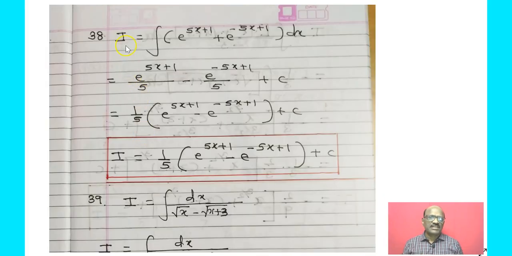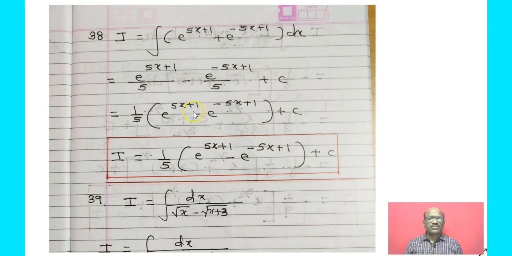Now next, problem 38, that is I is equal to the integral of e raised to 5x plus 1 plus e raised to minus 5x plus 1 dx. Now again, what is the integral of this? The integral of e raised to x is e raised to x. But this is a composite function, e raised to 5x plus 1, so it is e raised to 5x plus 1 upon the coefficient of x, or the derivative of 5x plus 1. The derivative of 5x plus 1 is only the 5 here, since the derivative of 1 is 0. Minus e raised to minus 5x plus 1 upon, again this is a minus sign, the coefficient of x is minus here, and hence here is a minus sign, plus c.